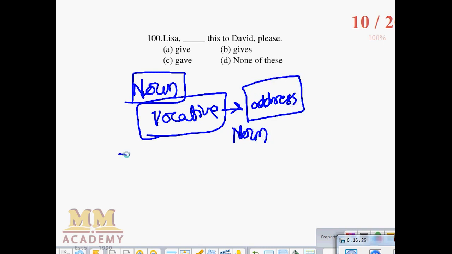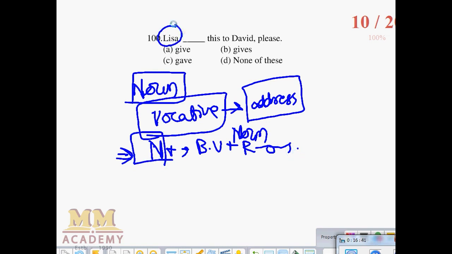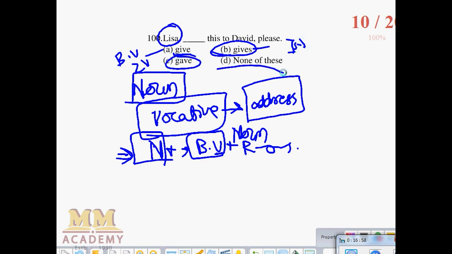So what is the structure? The structure is you use the noun, then you add a comma, then you use the base form of the verb, and then you have the rest of your sentence, right? Now, the noun that we have got is Lisa, and then we have got a comma, Lisa, and then we need the base form of the verb. And here we have give as the base form, gives as the first form, give as the second form, and none of these, right? So what we actually need, we need the base form of the verb.